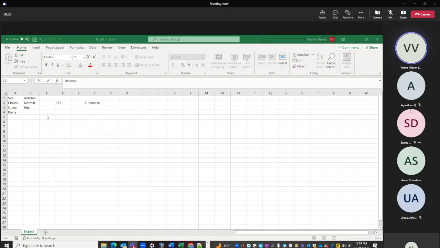Sorry about that. So these are the 6 instances. Now we are considering how many hypotheses we can write with this. So we can write cloudy normal, sunny normal, rainy normal, cloudy high, sunny high, rainy high. 6 we can write. In addition, we can write anything with anything, right? If we have sky is question mark and air temperature is question mark, also we can write. Or sky is question mark, air temperature normal. Like that we can write.